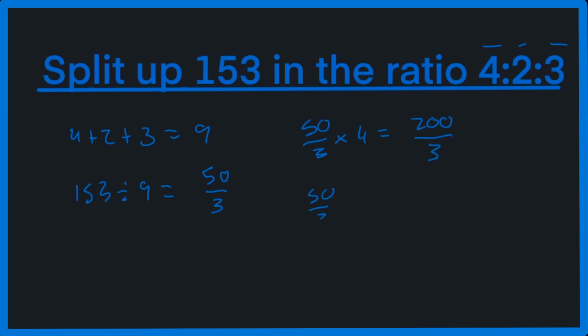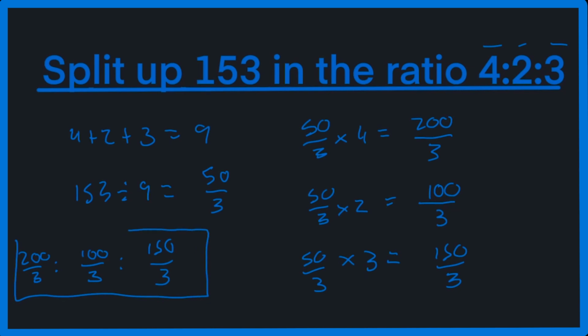All right, so for this question here, it's a very similar process. We do 4 plus 2 plus 3, which is 9. Then what we do is we divide 153 by 9. So 153 divided by 9 is equal to 50 over 3. Then we multiply up by these numbers here. So 50 over 3 times 4, 50 over 3 times 2, and 50 over 3 times 3. So this here is our final answer.